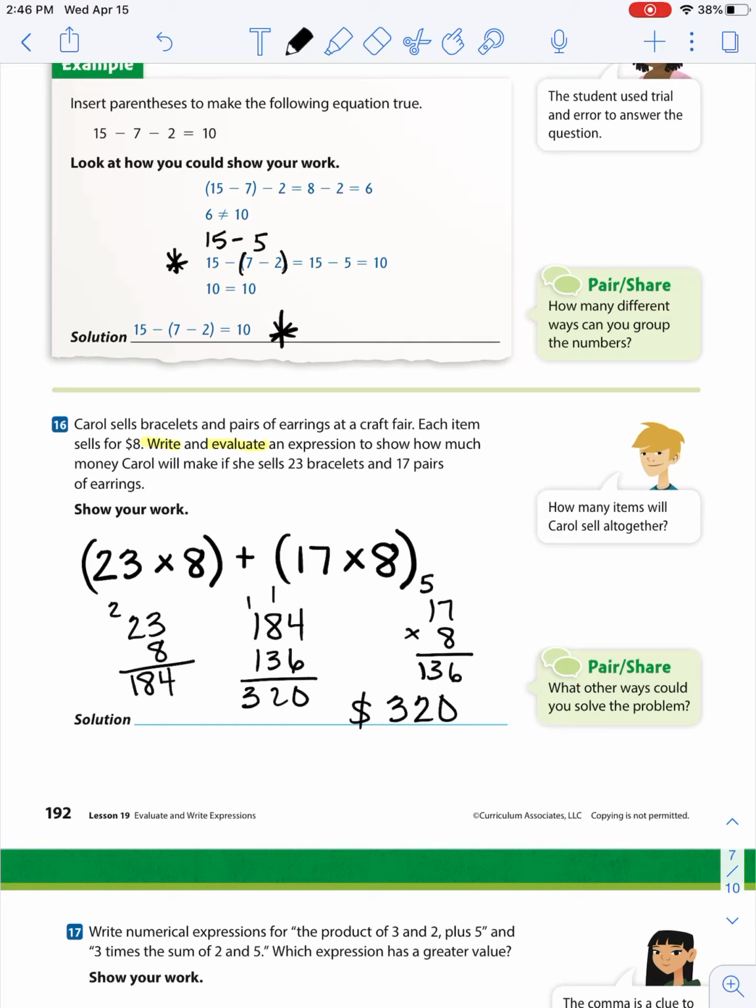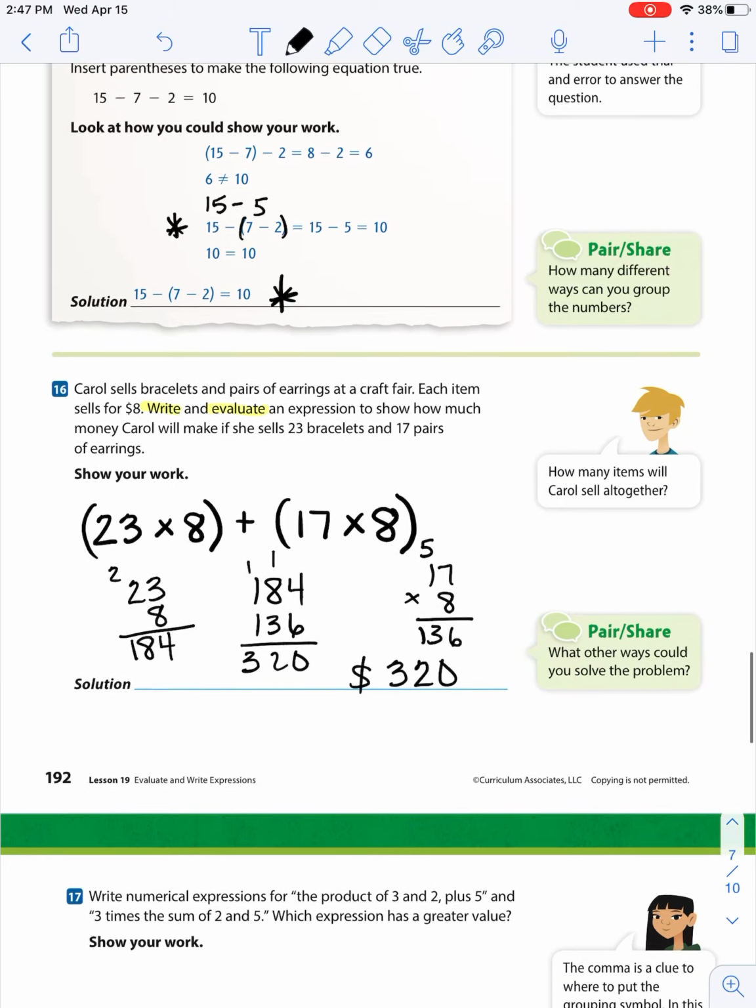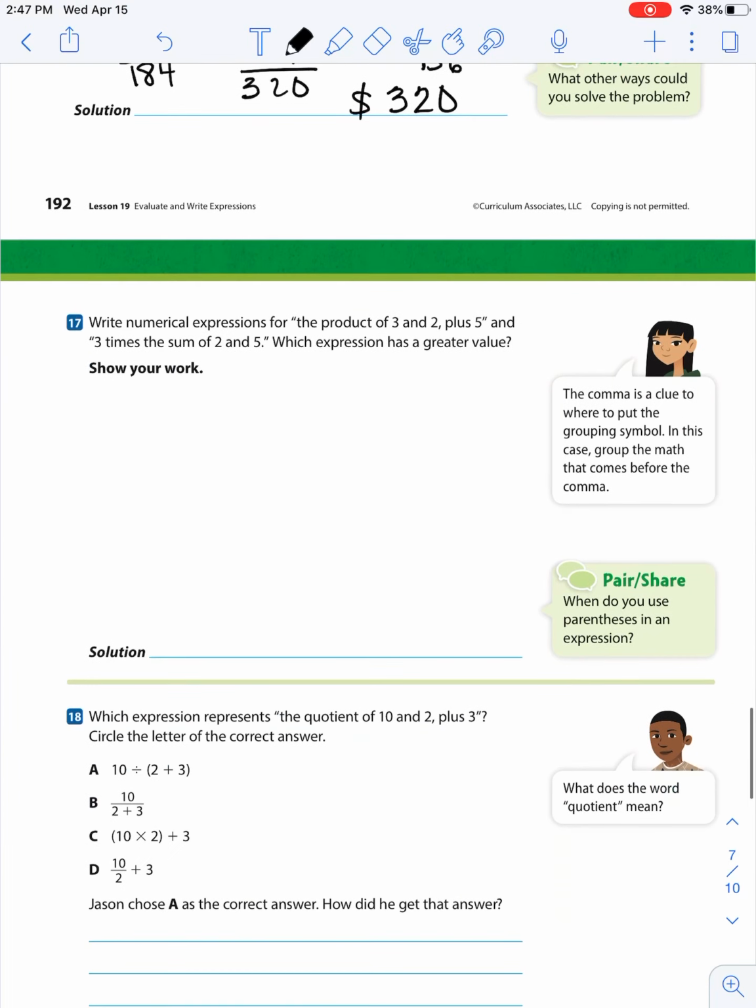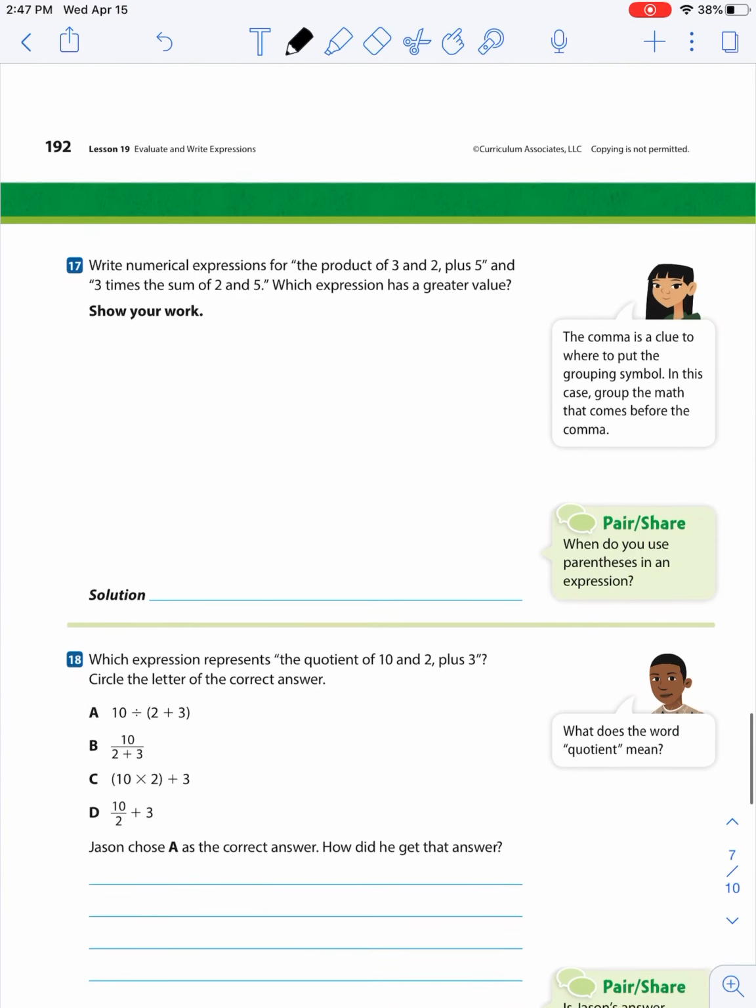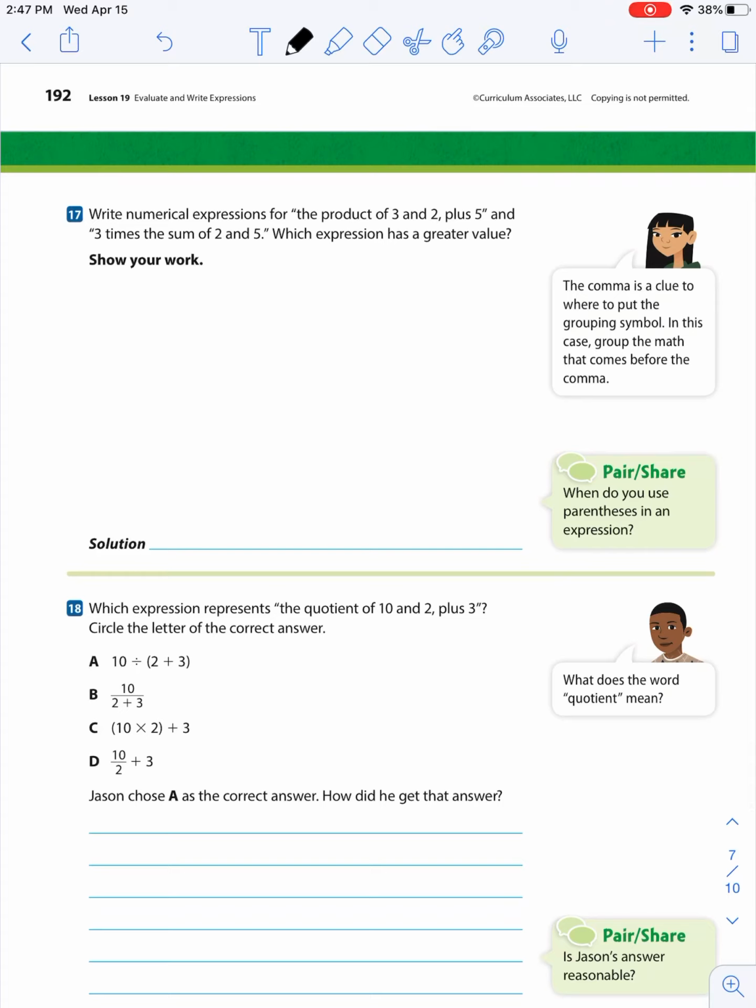Those parentheses are absolutely necessary because you first have to figure out how much 23 bracelets would make and how much 17 earrings would make. Then add your totals together, just like the movie theater problem, or the popcorn and drink problem. All right, number 17, write numerical expressions. Here's where they're going to give you the words, and you have to write the expression for it.